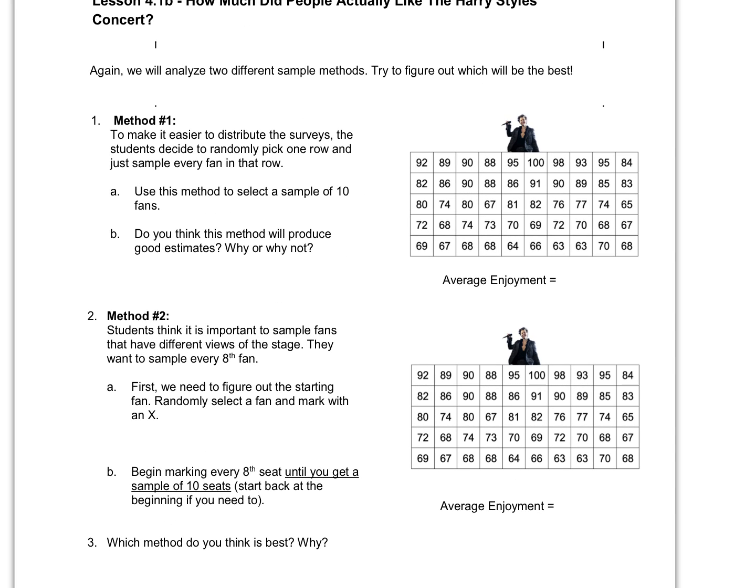I know it says method 1, but this was a separate simulation. I just smushed them together. To make it easier to distribute the surveys, the students decide to randomly pick one row and just sample every fan in that row.